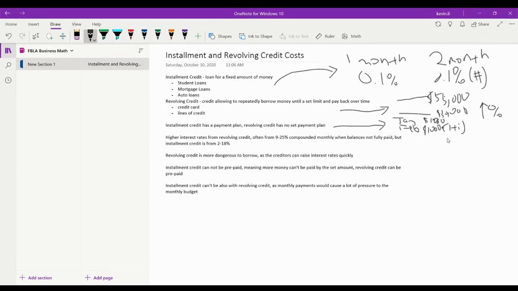And then revolving credit, it has no set payment plan. So you can pay it back in, let's say, January, and then you just make a payment in the middle of March, and then the amount of money slowly builds up until you reach the amount that you have to pay back. And this interest is also compounded.